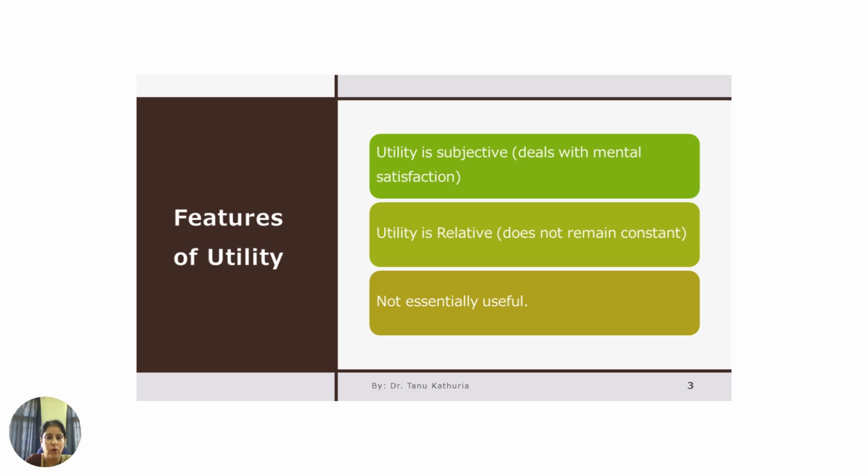What are the features of utility? It is subjective in nature. That means it deals with the mental level of satisfaction. It is relative in nature. It does not remain constant. Either it increases or decreases. And it is not essentially useful. That means I can be dissatisfied also. Therefore, it is important to see if I can measure my dissatisfaction also or not.